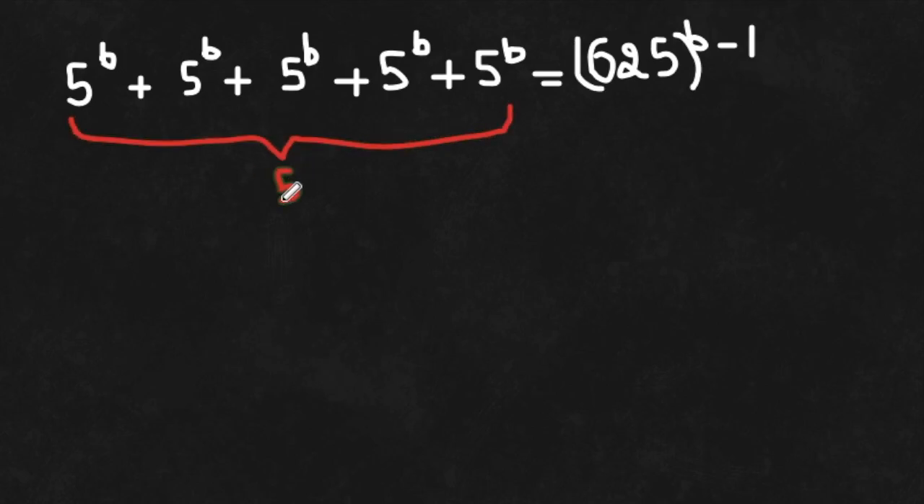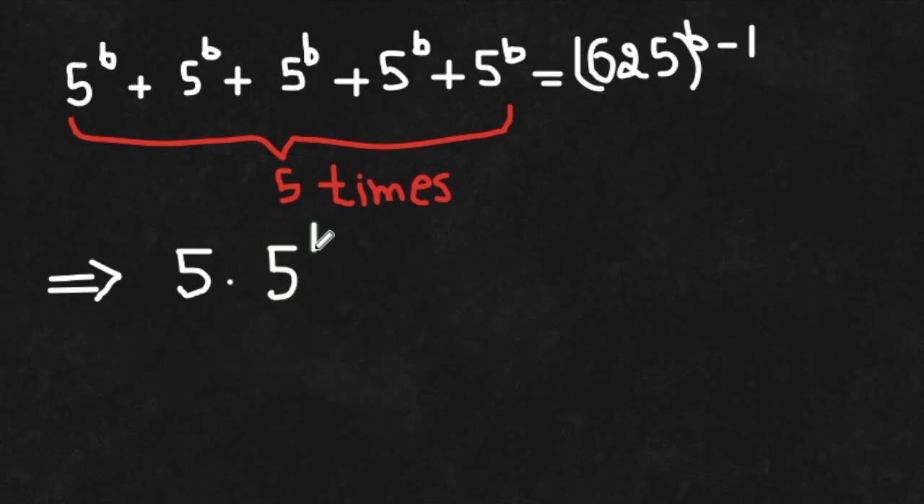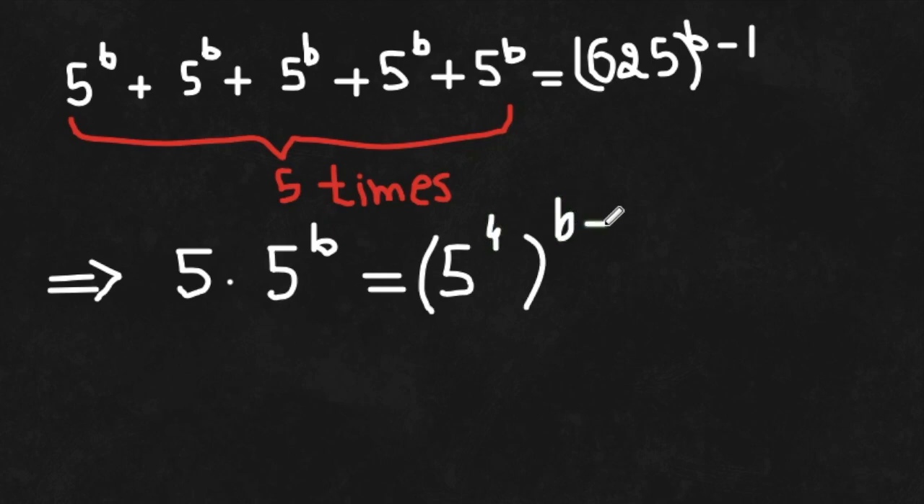First of all, note that 5^b is added 5 times. So we have on the left hand side 5 times 5^b. So rewrite it as 5 × 5^b. And 625 is basically the fourth power of 5. So 625 can be written as 5^4, and this whole to the power b minus 1.